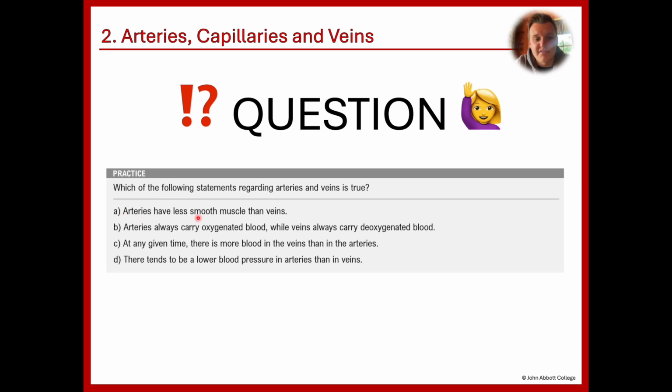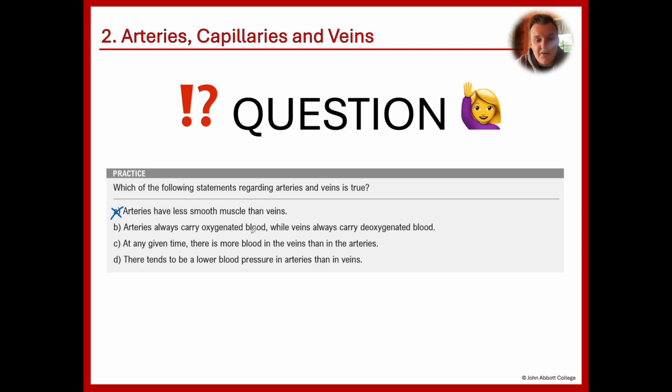So here, arteries have less smooth muscle than veins. Is this true? Actually, the arteries have more smooth muscle, right? Because remember, they're the ones that are really able to vasoconstrict and vasodilate where the blood is going to go to exchange, right? So actually, I'm going to say no to this. Arteries have more smooth muscle.